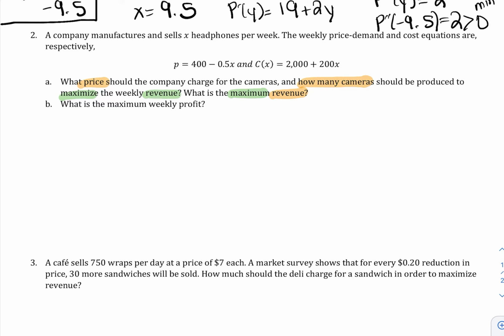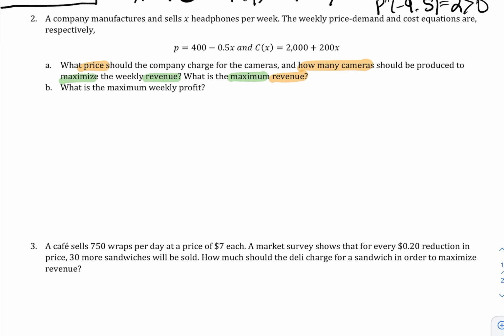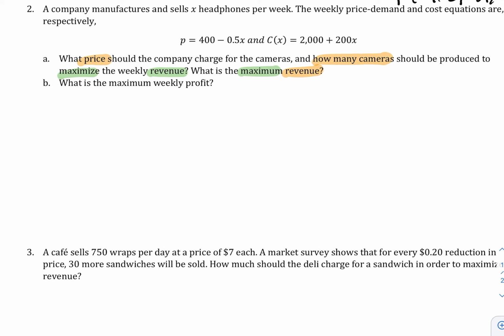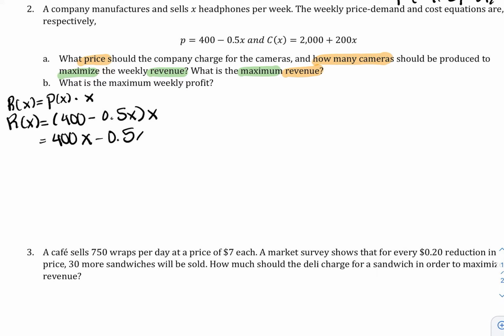Now, if I take a look, I have not been given the revenue function. I am given the price and the cost, but I can find the revenue because revenue is price times how many you're selling. So my revenue function is going to be (400 minus 0.5x) times x. Just like I did before, first I'm going to distribute the x, and then I'm going to take the derivative. That's going to give me 400 minus 0.5 times 2 is 1, so 400 minus x.